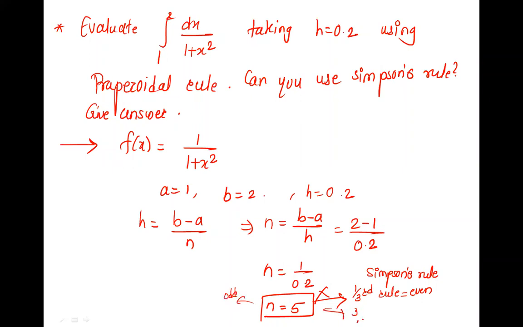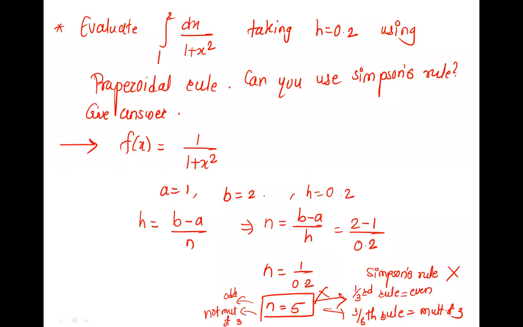And for the 3/8 rule, what do we want? n should be a multiple of 3. Is it a multiple of 3? No, not a multiple of 3. So can we use Simpson's rule? No, both rules we cannot use. So you can write the justification as n is odd, but for the 1/3 rule we should always have n even. So we cannot use Simpson's 1/3 rule.